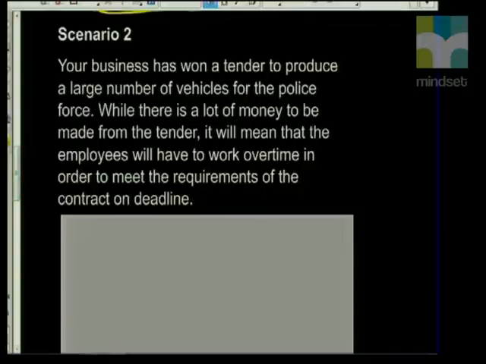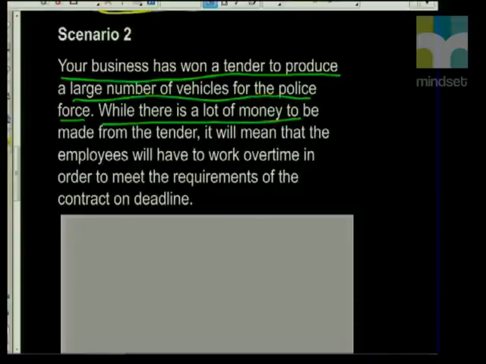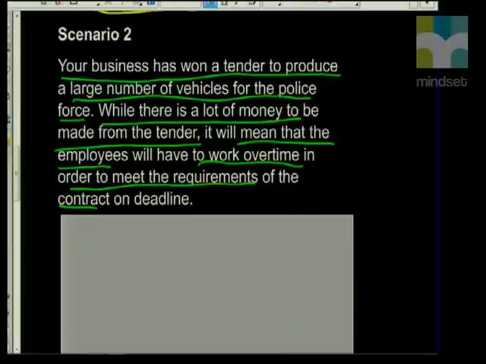The next scenario we're going to be looking at is scenario 2. And this is, your business has won a tender to produce a large number of vehicles for the police force. Now, while there is a lot of money to be made from the tender, it will mean that the employees will have to work overtime in order to meet the requirements of the contract to meet the deadline. So in this scenario, your company has received a tender, you will have to have your employees work overtime, and remember that will be a financial implication, and also basic conditions of employment we can throw in here, because how many hours of overtime do they have to work, or can they work, and how much do you have to pay them? So you keep that in mind.